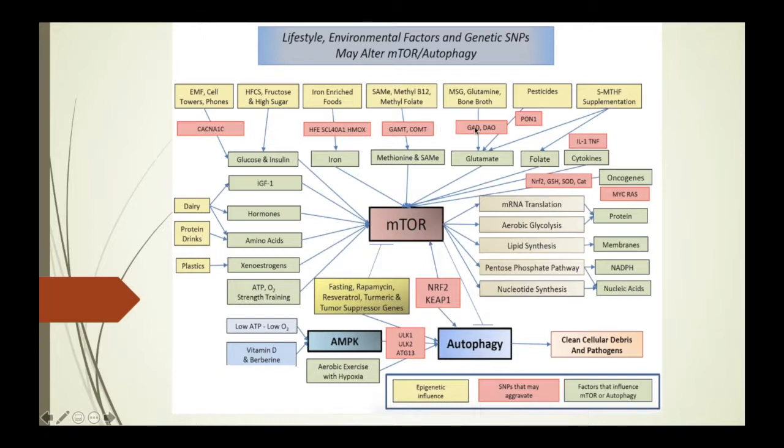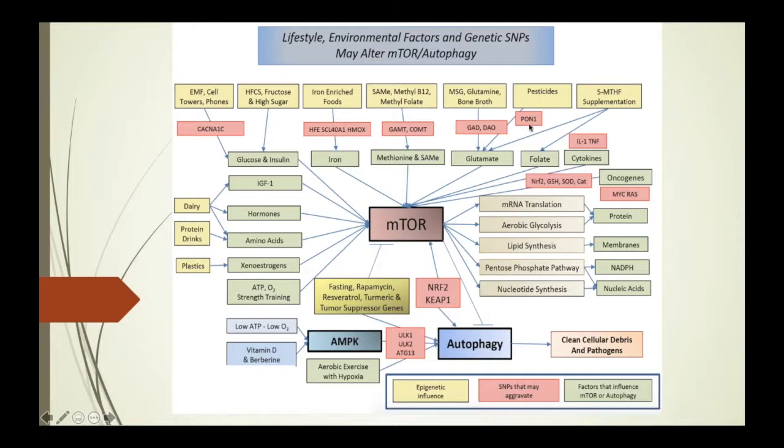So these are the SNPs that are studied or revealed in your INGA test to see whether these genes are variant, whether it's a homozygous variation or a heterozygous variation. If you have variations in these genes, then it would further influence some of the factors that are involved in the mTOR signaling or the autophagy.